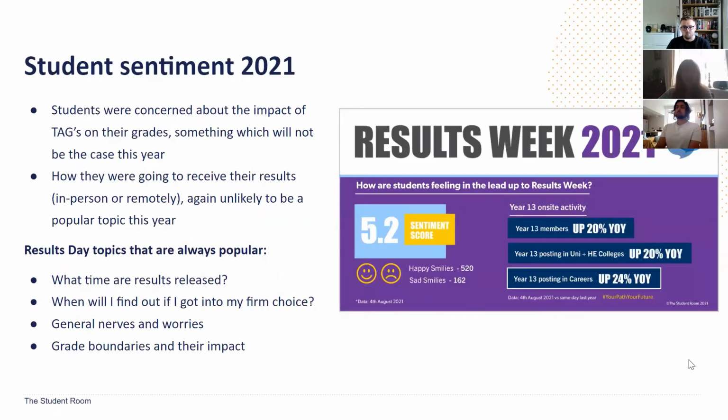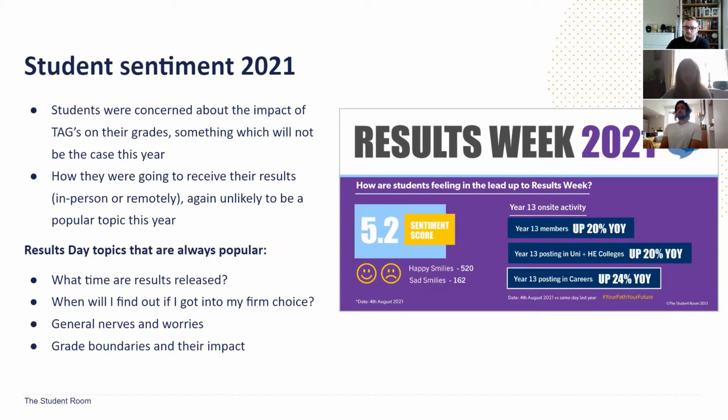And so looking at student sentiment as well, in terms of the lead up to results day last year, they were mainly concerned about the impact of teacher assessed grades on their grades, which we know is not going to be the case this year, but they were also concerned about how they were going to receive their results. So again, an unlikely popular topic this year, but there are always popular topics around results day that we know students will be interested in, and they are always: what time are results released?